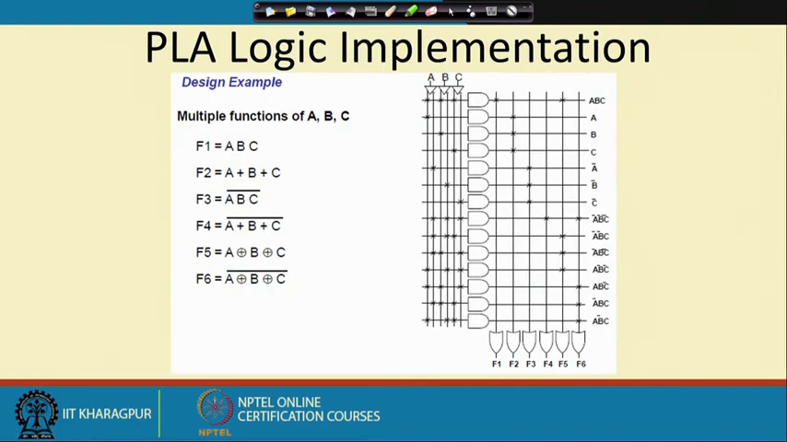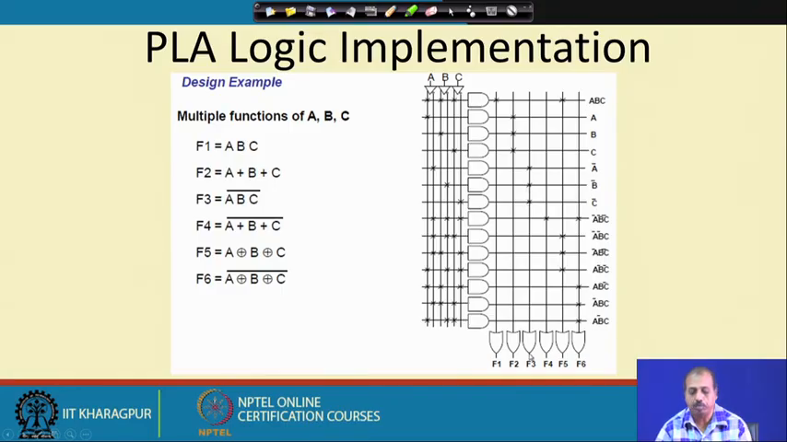Here is a more complex example. We have a 3 variable function ABC and we have 6 functions F1 to F6, a multi output function with 6 outputs. Here also the AND plane consists of these ABC lines and their inverted lines, and we first identify the product terms. Now, you see this ABC and this A plus B plus C, they are all separate terms. This A bar, B bar, C bar is coming here.